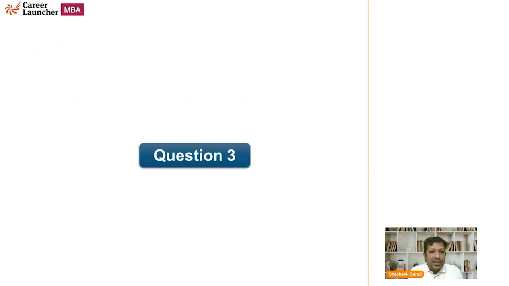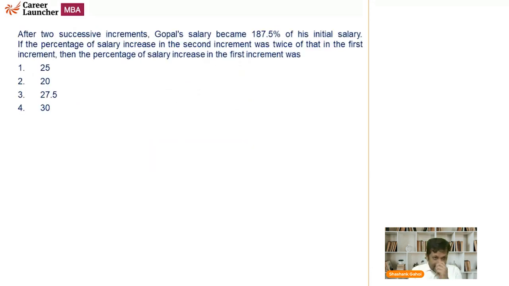What does the next question say? Question number 3. So question number 3 says, after 2 successive increments, Gopal's salary becomes 187.5% of his initial salary. Okay, so let's say his initial salary is 100, and his final salary is 187.5. If the percentage of salary increase in the second increment was twice the first increment, then the percentage of salary increase in the first increment is what?